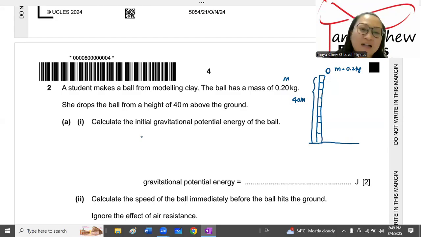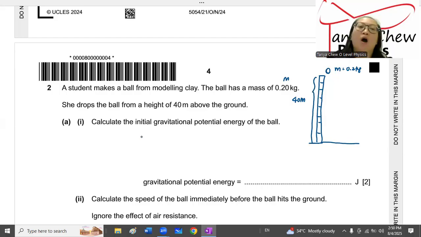Part a, part 1: calculate the initial gravitational potential energy. Now, let me explain. What is gravitational potential energy? Gravitational potential energy is the energy possessed by this ball due to the position of the ball measured from the ground. That also means that if the ball has a height from the ground, the ball has gravitational potential energy. In this case, the ball, which is 40 meters above the ground, has initial gravitational potential energy.